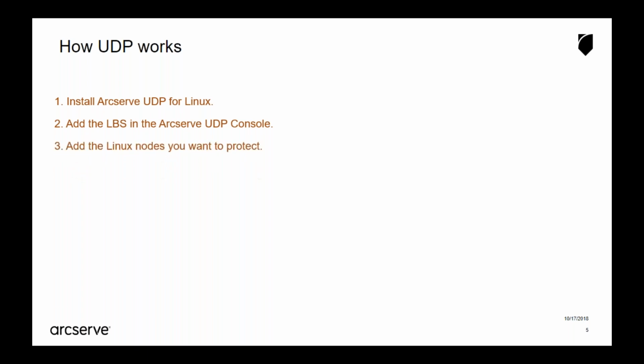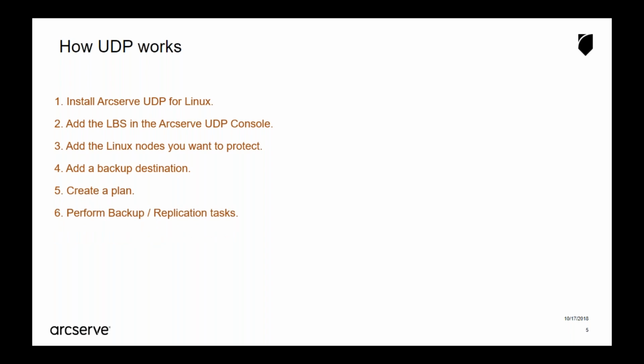So after we add the LBS, the Linux backup server, we would then add the Linux nodes that we want to protect. And once we add the Linux nodes, we're going to create a backup destination. As I said, we have 3 types of backup destinations available. We could use CIFS, NFS, and we could also use the RPS. And in addition, we could also use the various cloud destinations which are available. The 5th step would be to create a plan, and perform backup and replication tasks.